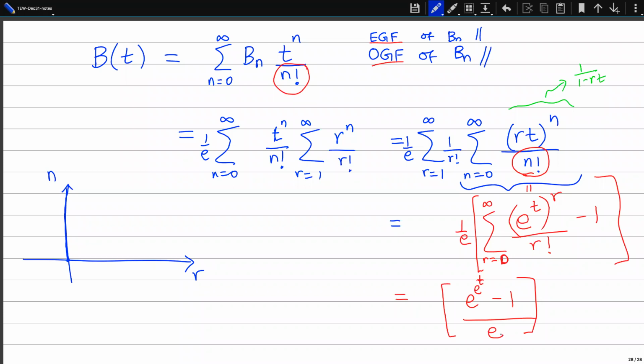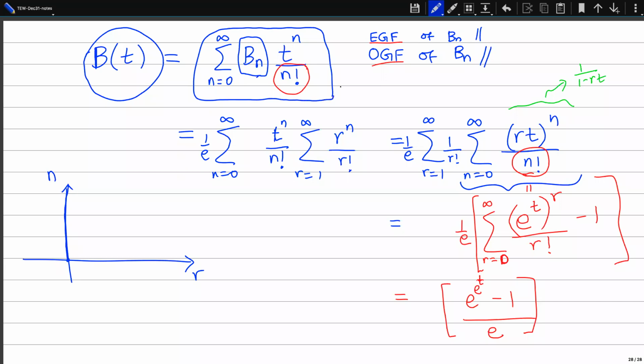Again, an absolutely mind-blowing formula in some sense, because all we started out with is trying to keep track of the total number of ways of partitioning a set into disjoint subsets. And the total number of ways are these coefficients b_n. What we have just proved is that if you encode those coefficients in this manner in terms of this exponential generating function, then the final answer becomes something very, very simple: just e to the e^t minus 1, divided by e.